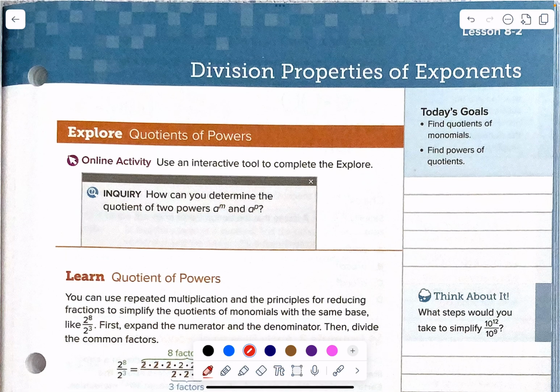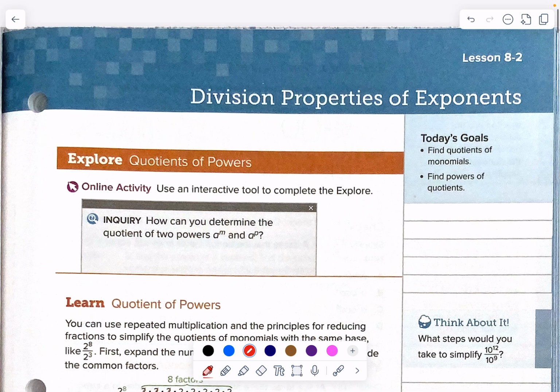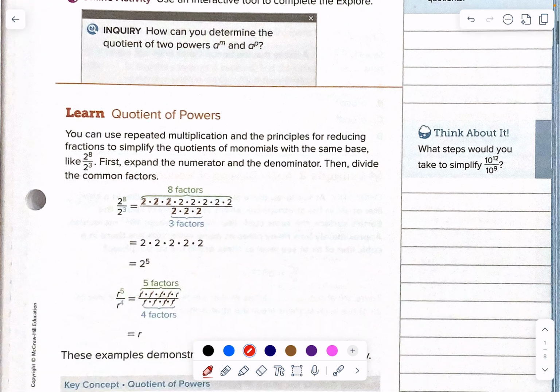In lesson 1, we talked about the multiplication properties of exponents, and today we're going to take a look at the division properties of exponents. So we're in lesson 8-2. When we talked about multiplication, as long as they had the same base, we would add the exponents. So it's the opposite with division. We're going to subtract the exponents.